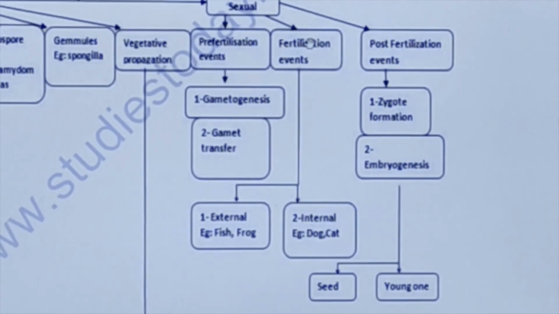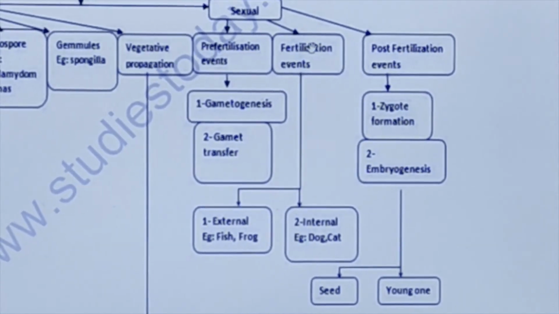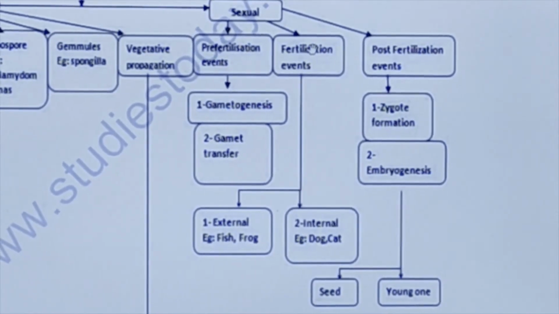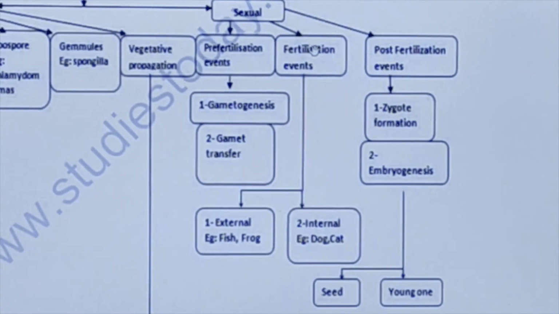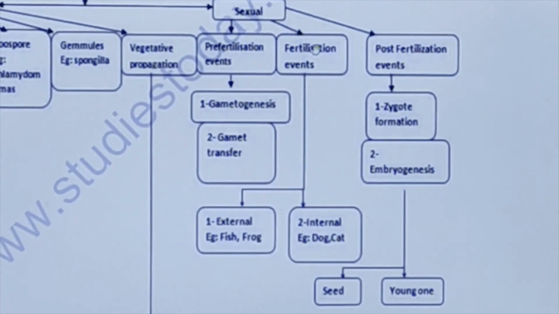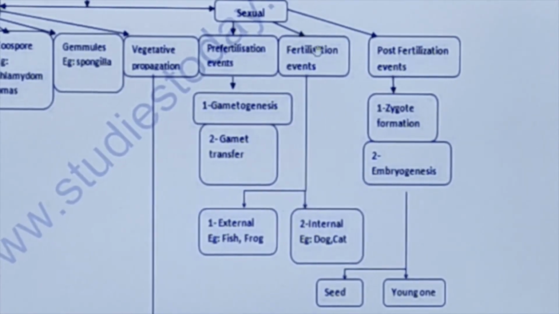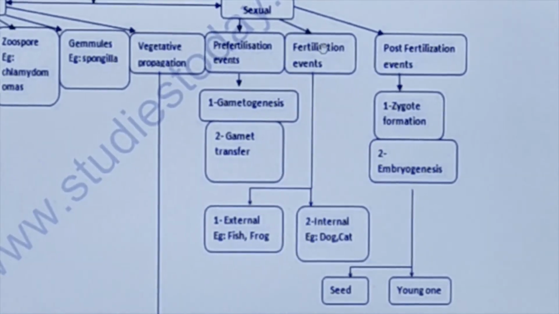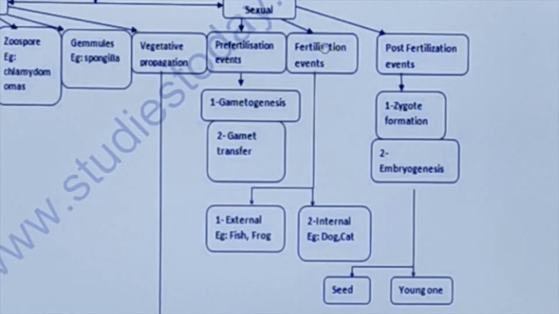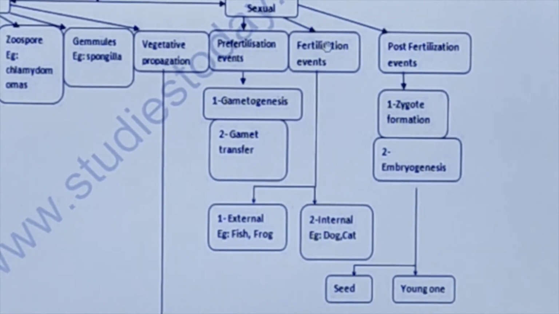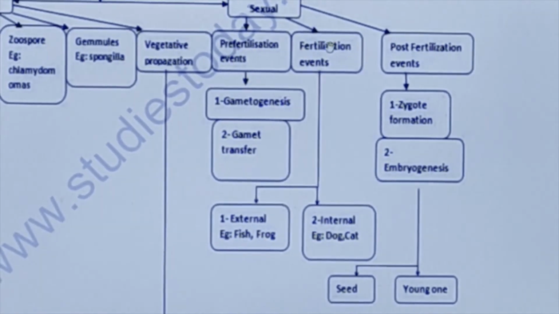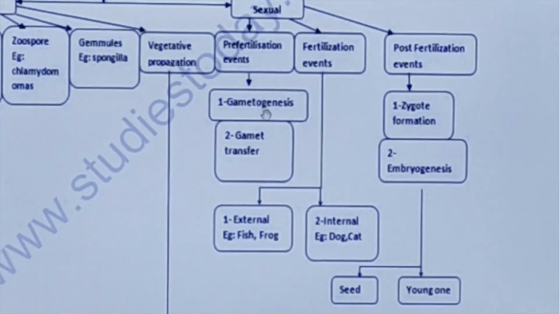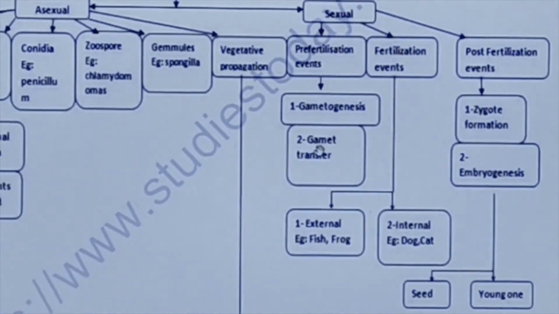In pre-fertilization, we have seen gametogenesis, that is formation of the gametes. In that, we have to see different types of gametes, that is isogametes and heterogametes. And we also have to remember cell division during gamete formation. As you know, gametes are always haploid. So if a haploid organism is there, it will undergo mitotic division to form haploid gametes. And if diploid, it will undergo meiotic division to form haploid gametes. This point you have to remember while studying this chapter. Next is gamete transfer.